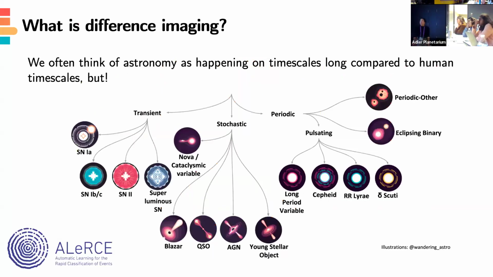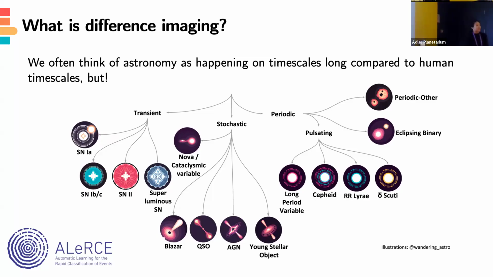We've talked a lot about when things change. This is called difference imaging. And we often think of astronomy as happening on timescales long compared to human timescales. For example, I think about galaxy evolution and star formation in galaxies. And often when we say things are almost instantaneous, we actually mean like a million years. So I often think about astronomy as happening on very long timescales.